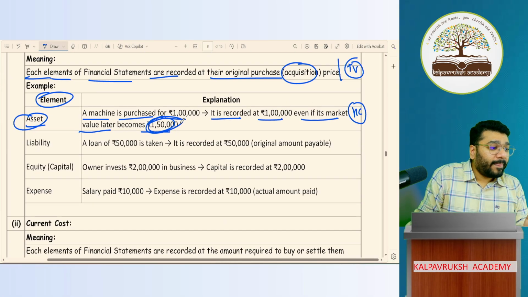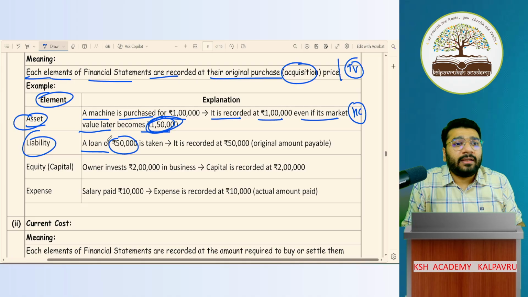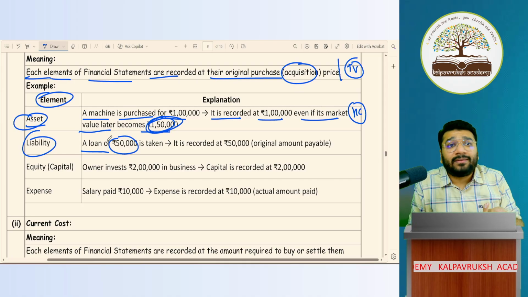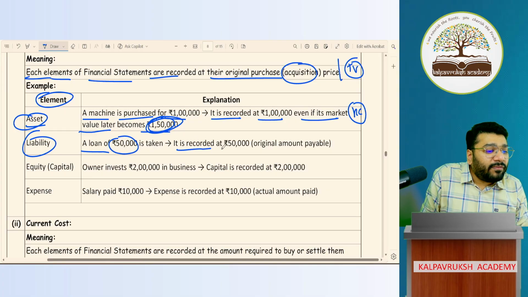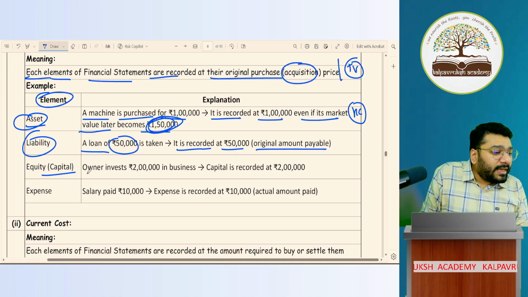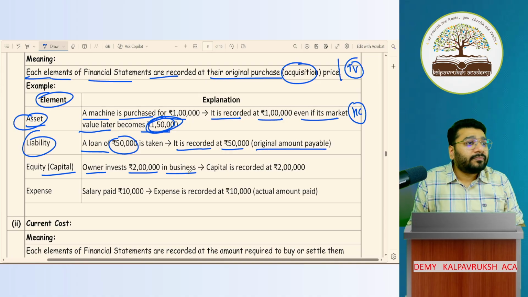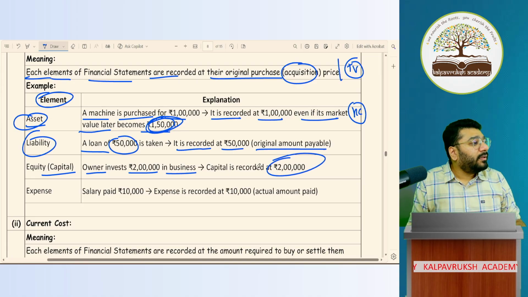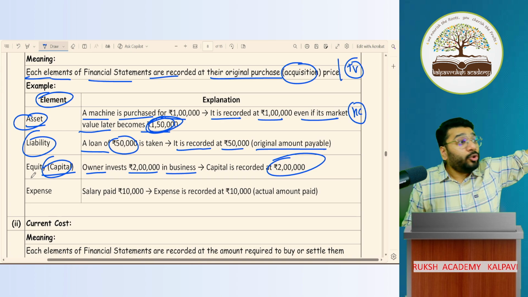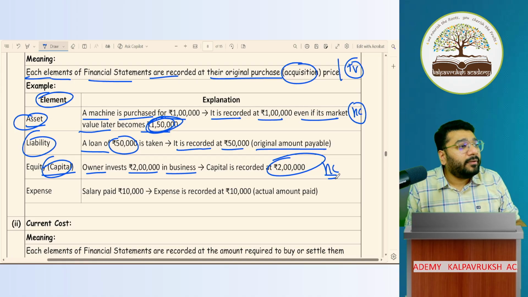Now, liability. I've taken a loan of 50,000 rupees. At what value should I record the liability? At what value have I taken it? So what method have I followed there? What is the measurement method there? Historical cost. It is recorded at 50,000, the original amount payable. So it is the historical cost method. The owner has invested 2 lakh rupees in the business as capital. At what value should I record capital? At historical cost only. Can we record capital at any other method? No. Universally, what have we agreed? We'll show this at historical cost only. Got it, not got it?